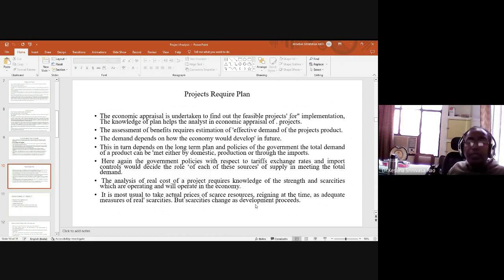The total demand of a product can be met either by domestic production or through imports. Nowadays the majority of politicians and people are trying to bring that amount of money in some other way. Here again, the government policies with respect to tariffs, exchange rates, and import controls. Long term plan policies. Economy would develop.